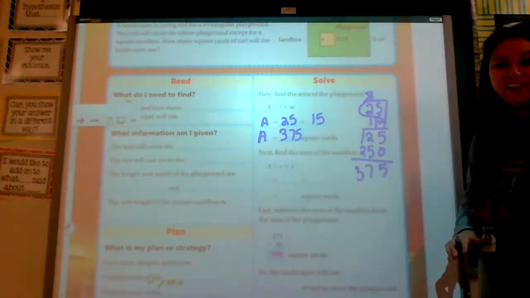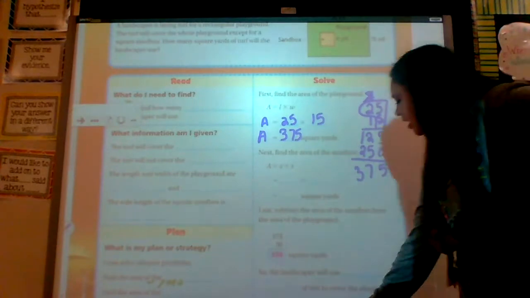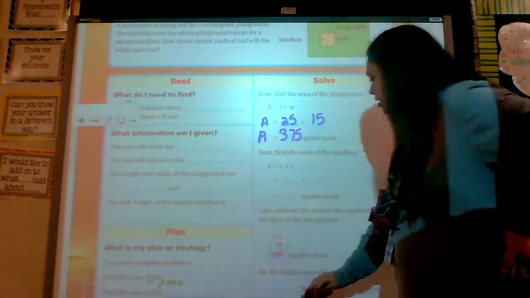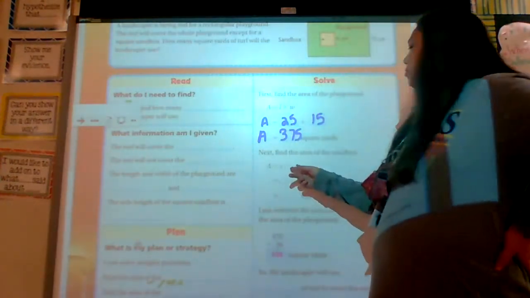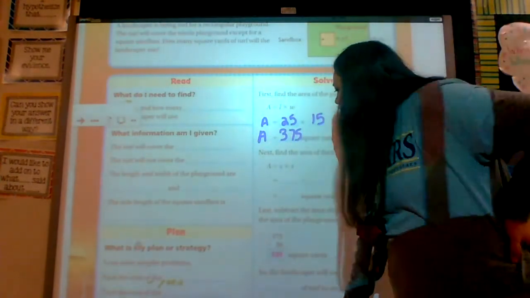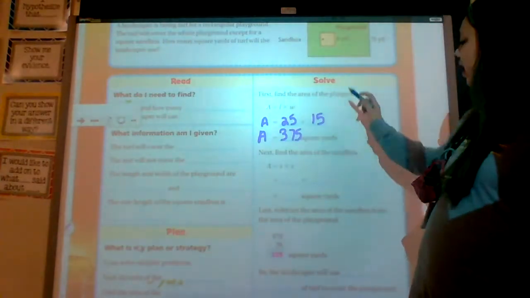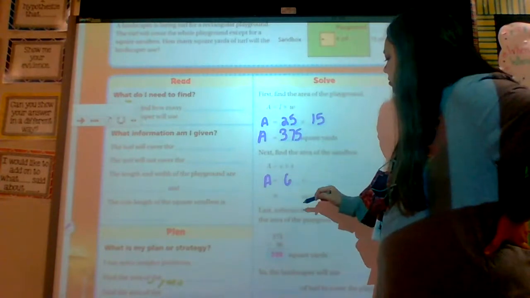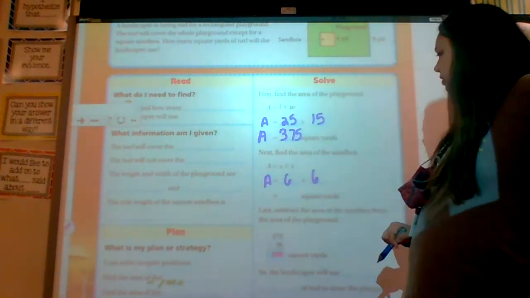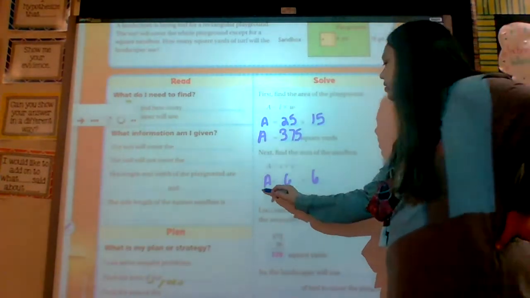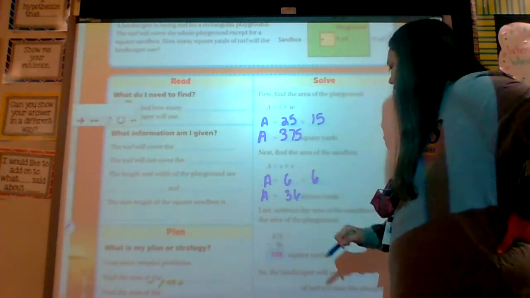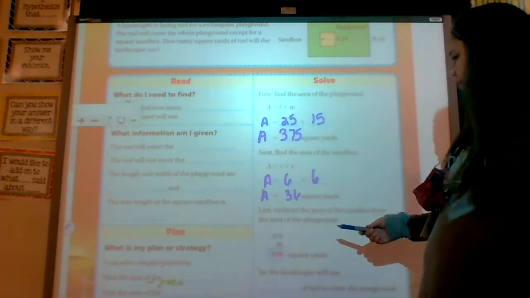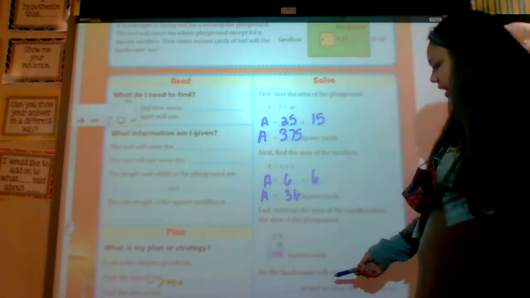Thank you, square yards. So now, and I love this because it's using the formula from your textbook, I'm just going to erase this right there. It says the formula for the sandbox, it's a square. So the square is a side times a side. So here the area is equal to, the side is 6 yards, which means the other side is 6 yards. And 6 times 6 is 36. Now they do this last: subtract the area of the sandbox from the area of the playground. And they do this for you.